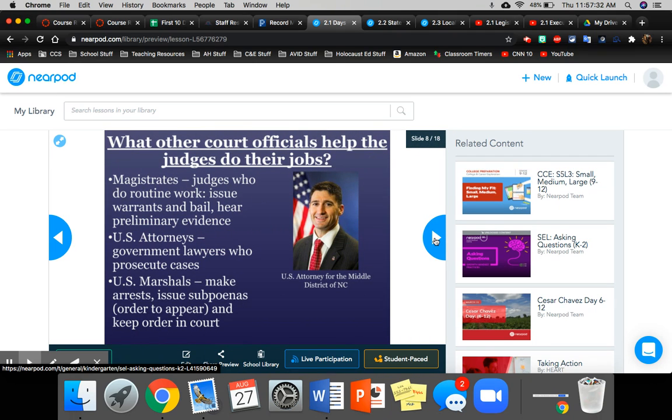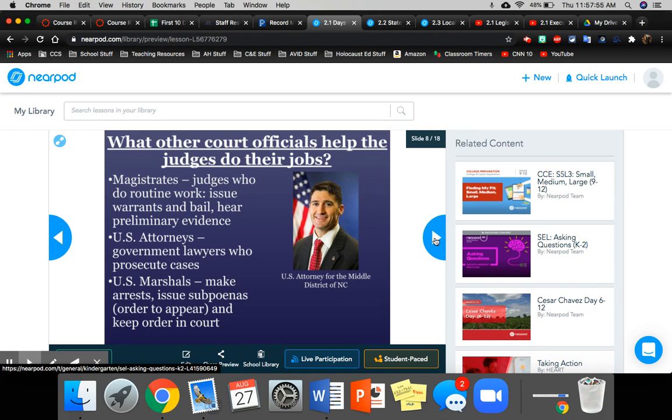All right, so what other court officials help the judges do their job? You've got magistrates. Magistrates are judges who do routine work like issue warrants and bail. They hear preliminary evidence. We talked about the writs of habeas corpus the other day. Whenever you're put in front of a judge to be told what crime you're being charged with, a magistrate would be that judge.